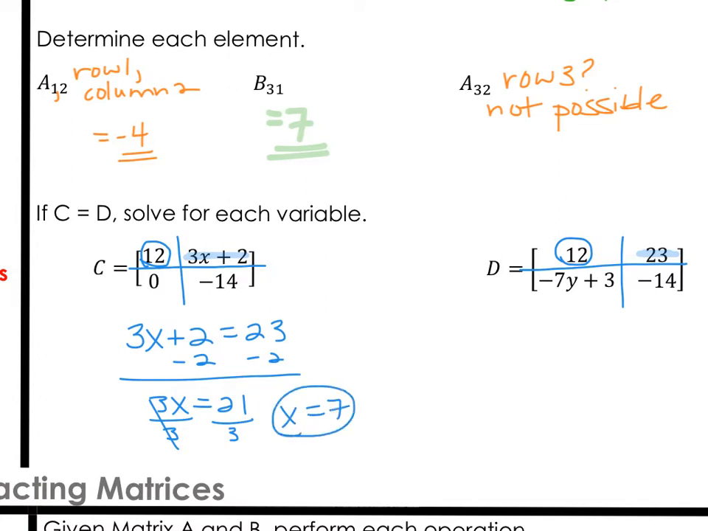Carry on to the next section. Down to the second row, we have 0 and negative 7y plus 3. Those elements should be equal to each other. Therefore, if we set 0 equal to negative 7y plus 3, we can work backwards to solve for y. Move 3 to the other side, and we get negative 3 is equal to negative 7y.